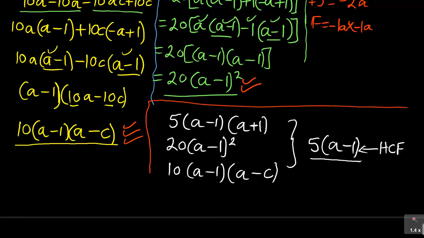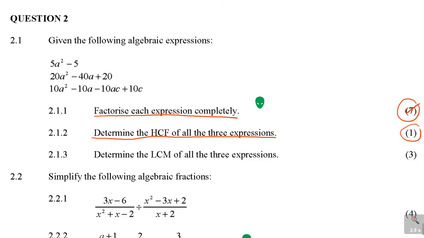So it's 5 into a minus 1. Having gotten that, let's go. That is 1 mark. Now the last question here, it says determine the LCM of all the 3 expressions. Now they want to give you 3 marks for that.